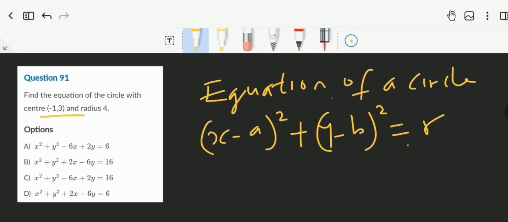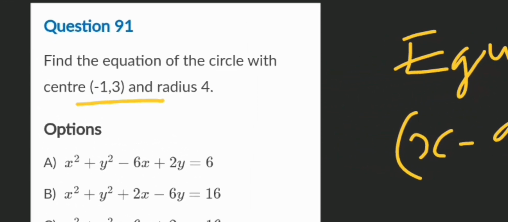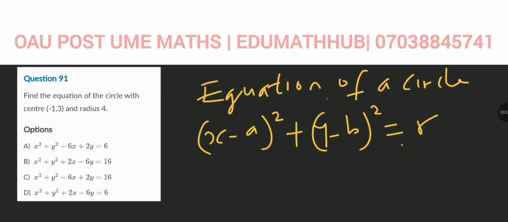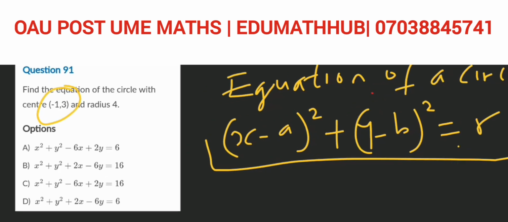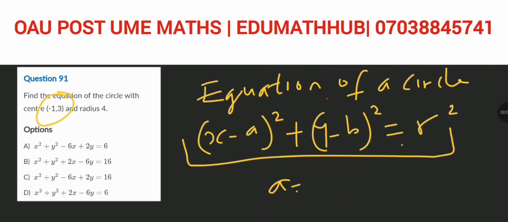We have this next question, which says that we have to find the equation of the circle with center minus 1, 3 and radius of 4. The first thing you have to remember is the equation of a circle. This is the equation of a circle right here. r is the radius, then a and b are the coordinates of the center of that particular circle. So in this question, look at the center here. A is minus 1, while b is 3.